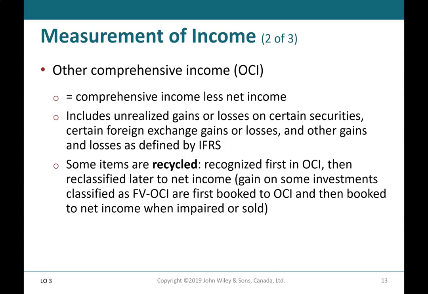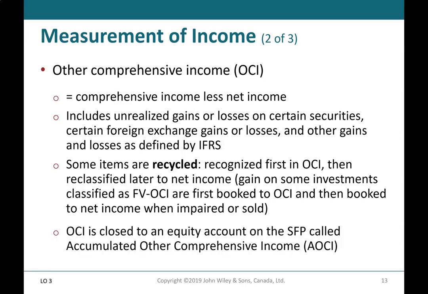Gains on some investments classified as fair value through OCI are first booked to OCI and then booked to net income when impaired or sold. OCI is closed to an equity account on the Statement of Financial Position called Accumulated Other Comprehensive Income, AOCI.